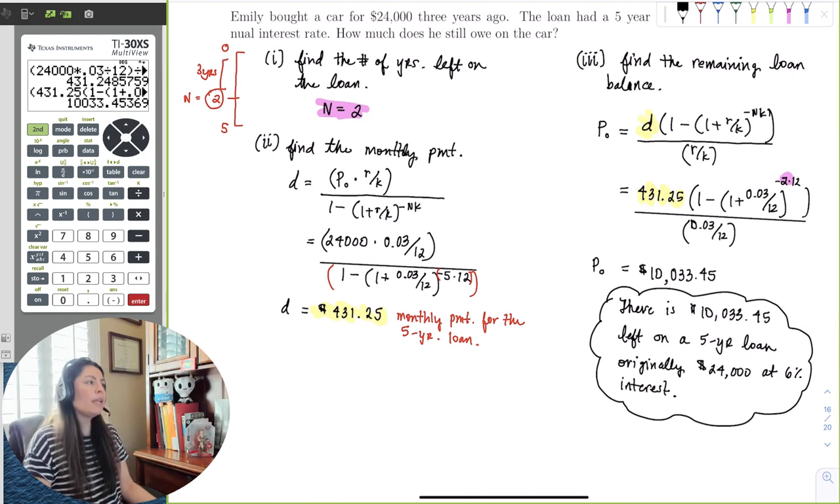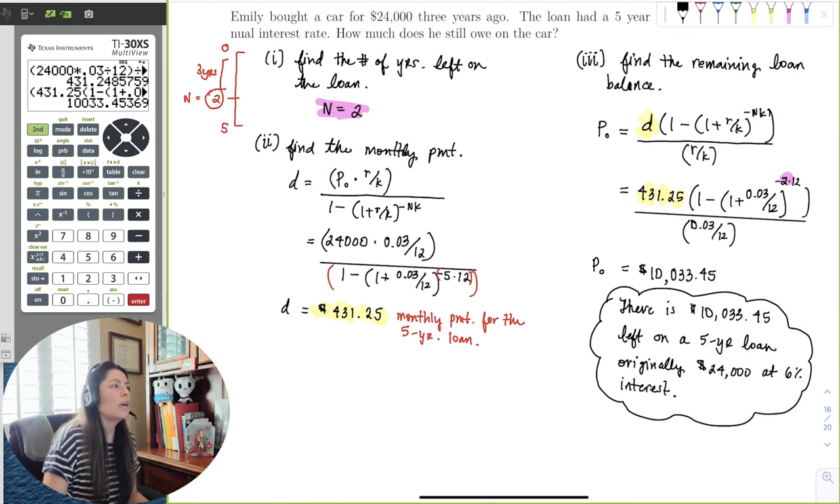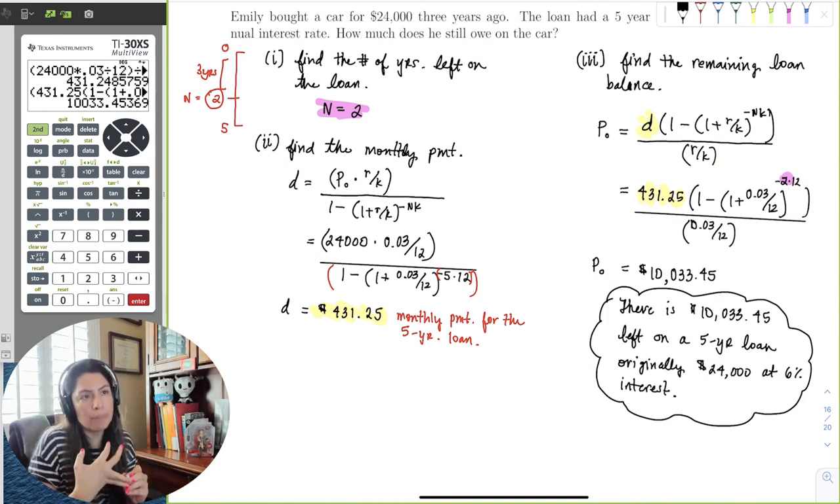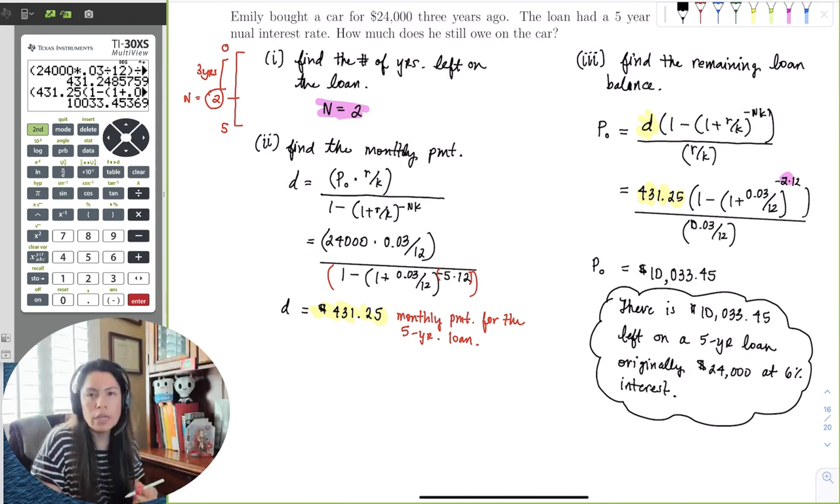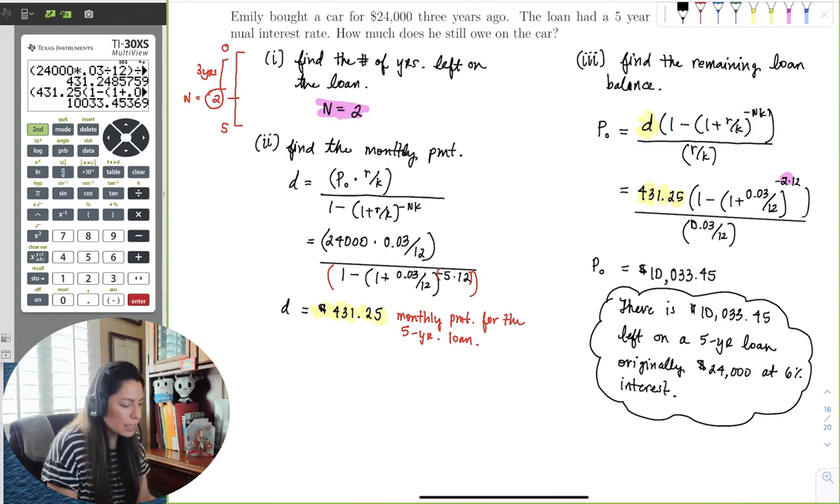Okay, so to find the remaining loan balance, all you need to know is how many years are left on the loan and the monthly payment of the original loan. Then you can just plug and chug into the loan formula and get the value. So let's look at this last example.